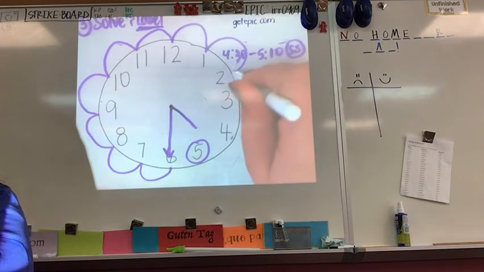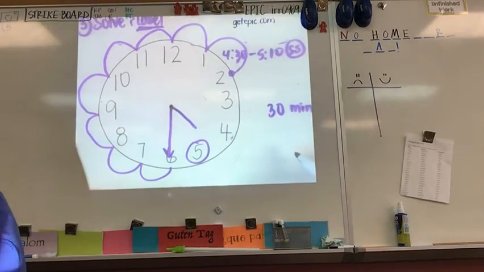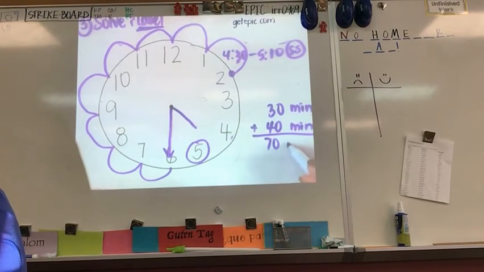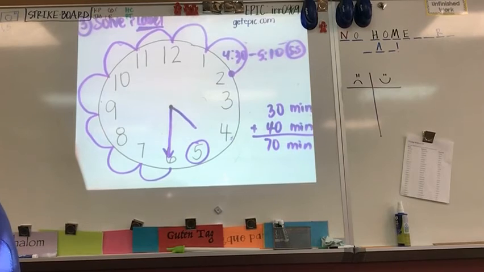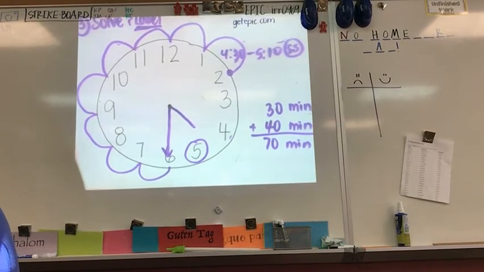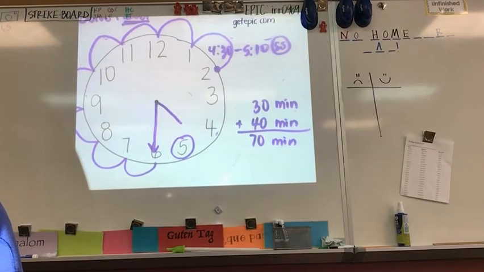35, 40. Okay, that ends at 5:10, so that was 40 more minutes. Now here's what's tricky. When I add this up, this is 70 minutes. You could tell me that it took 70 minutes, but the smarter mathematicians are thinking, there's only 60 minutes in an hour, right? So I know that this is more than 1 hour.